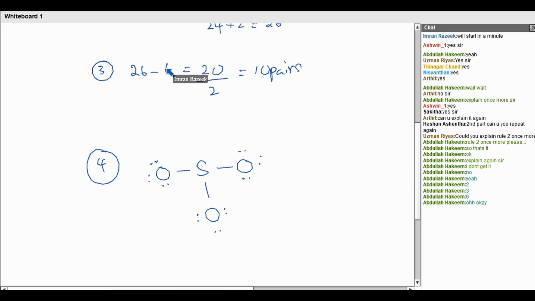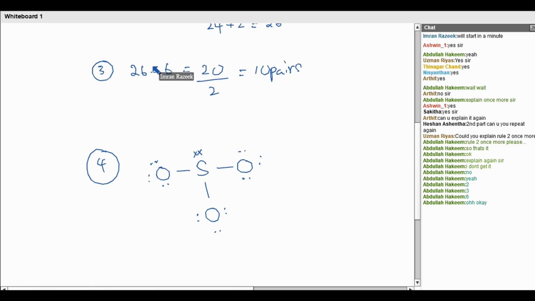So out of 10 pairs, I have shown 9 pairs. 3 times 3 is 9. 1 pair is remaining. I said if anything remains, that goes to the central atom. That pair can be shown with a different sign. You can show it as a cross. If the adjacent ones are dots, the central one should be a cross. Clear? Right. That's the 4th rule.